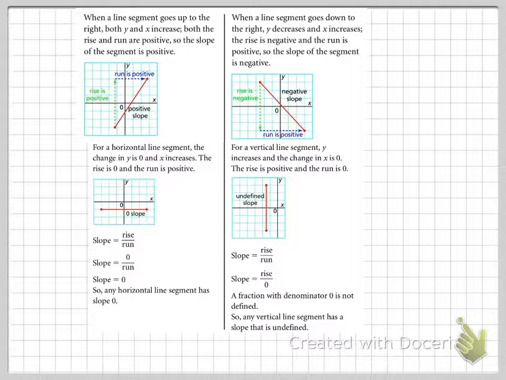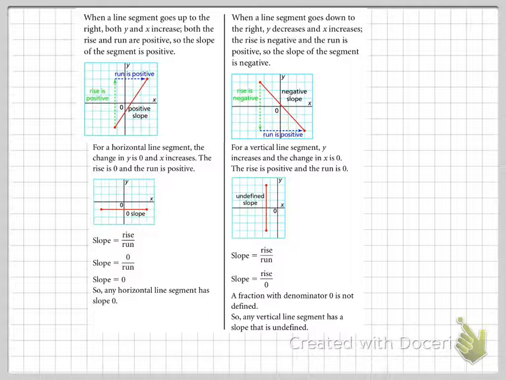For a horizontal line segment, the change in y is 0 as x increases. So the rise is going to be 0, and the run is positive. 0 over any positive number gives us a slope of 0. So any horizontal line is going to have a slope of 0.